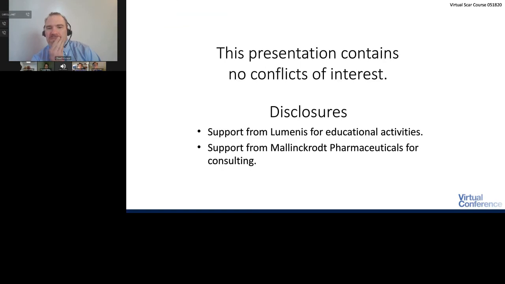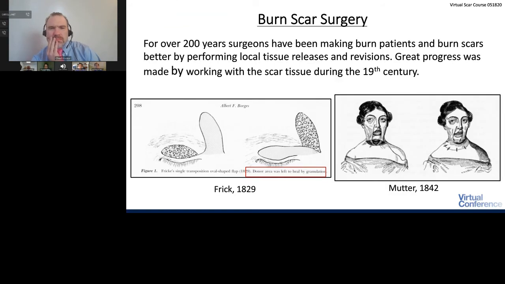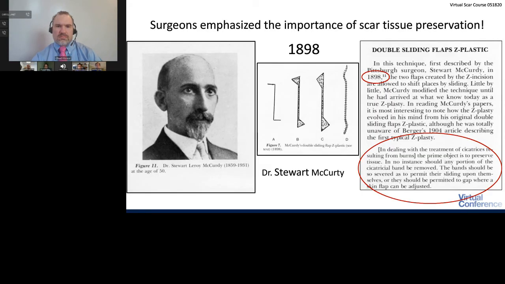So for over 200 years, surgeons have been making burn patients and burn scars better by performing local tissue releases and revisions. I love Dr. Ubelor's concentration on first do no harm. And this is something that's going to be part of the lesson that I'm going to try to give when I give this little presentation. Great progress was made by working with the scar tissue during the 19th century, even before anesthesia was available. As a result of this experience, surgeons emphasized the importance of preserving scar tissue.